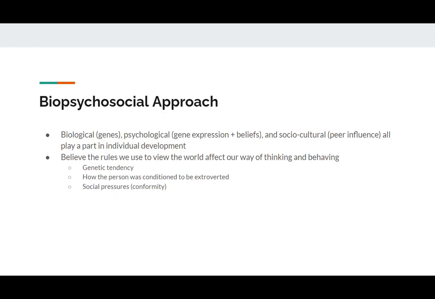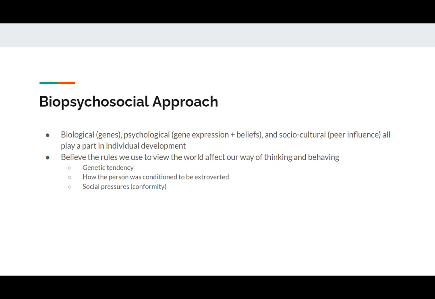Okay, now we have the biopsychosocial approach. You'll find this really interesting because biopsychosocial combines three words together: biological, psychological, and social. As the name suggests, our individual development is supported or comprised by three factors: biological, like genes; psychological, like gene expression and beliefs; and socio-cultural, like peer influence and peer pressure. They all play a vital role in our individual development. Biopsychosocial psychologists believe that the rules we use to view the world affect our way of thinking and behaving. Moreover, biological and social influences are equally responsible for our decisions.